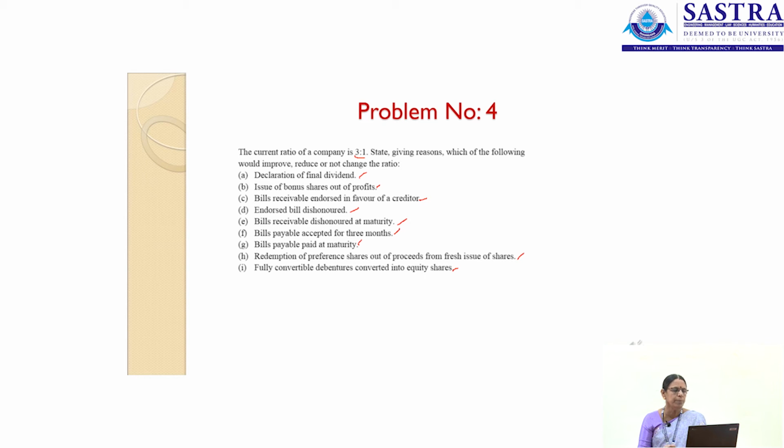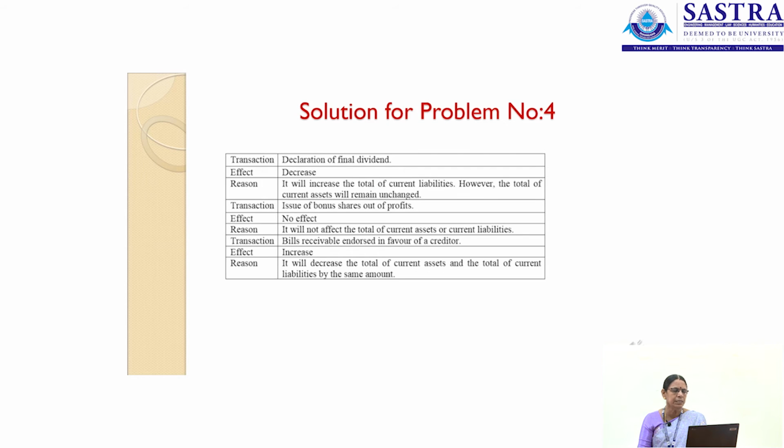Now, let us see one by one. First one is declaration of dividend. It will increase your current liabilities. Any dividend declared in your annual general meeting is said to be a current liability. The total of your current assets remains unchanged. So, we have a decrease in your ratio, that is current assets divided by current liabilities. Your numerator remains unchanged and we have an increase in your denominator. So, we have a decrease in your ratio.